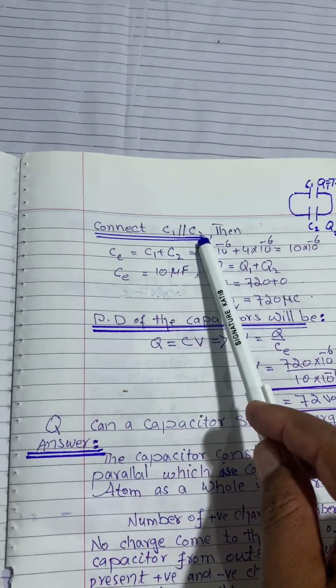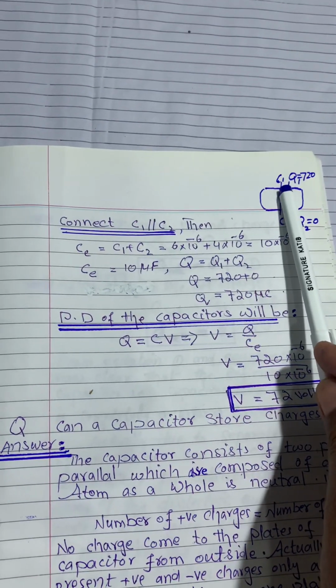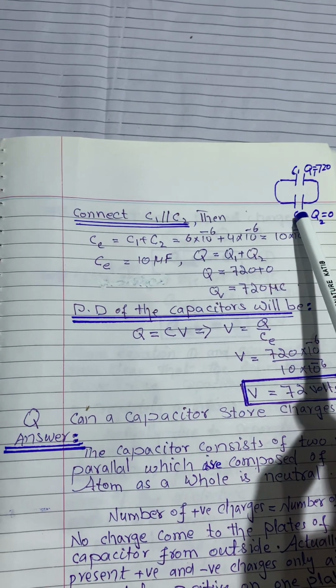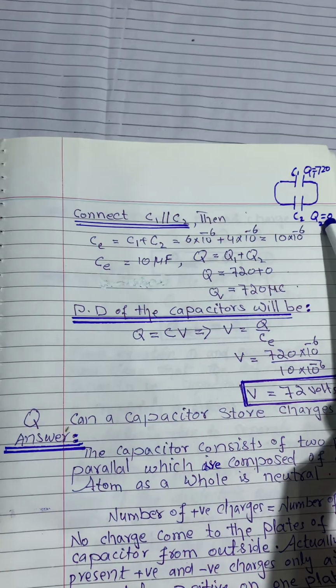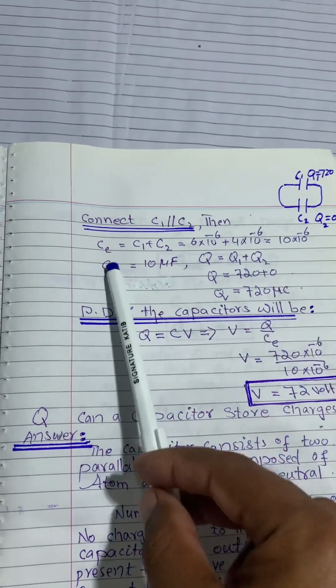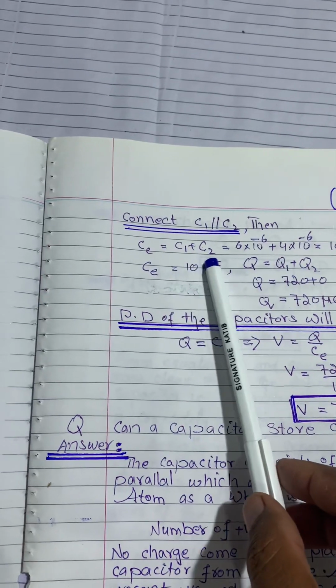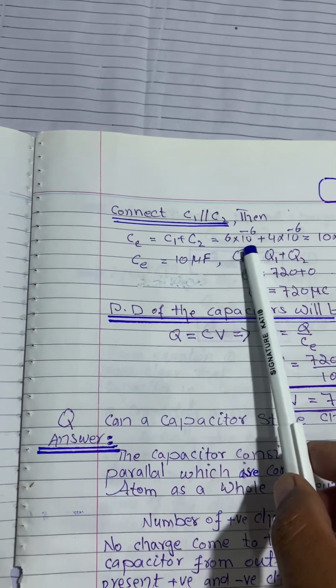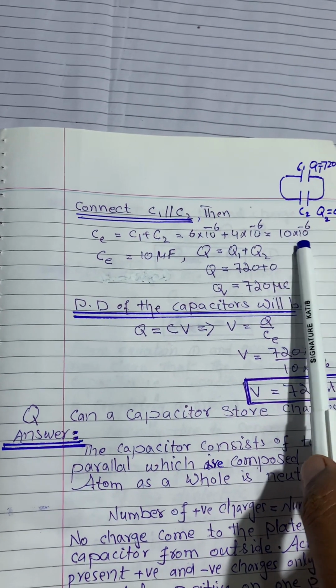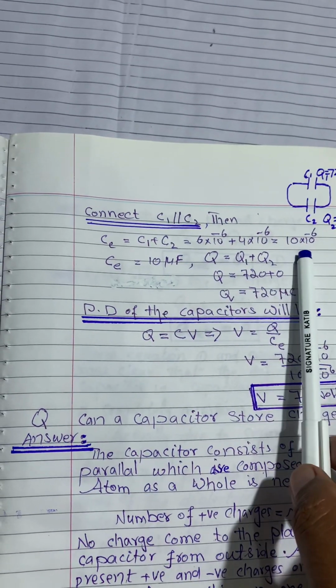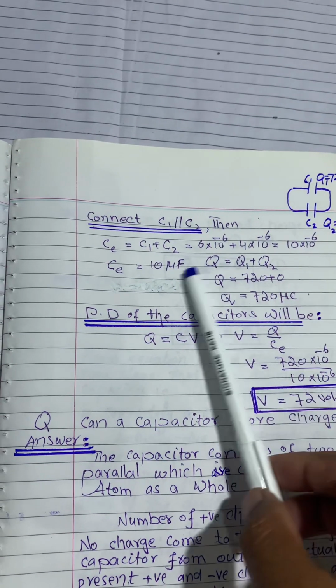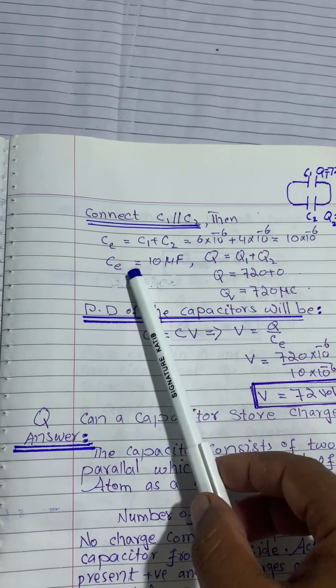Now C1 and C2 are connected in parallel. C2 capacitor is uncharged. Its charge is 0. So for the parallel combination, we write the equation C equals C1 plus C2. Plugging in the values of C1 and C2, after addition we get 10 into 10 power minus 6. The prefix is micro, therefore 10 microfarad is the equivalent capacitance.